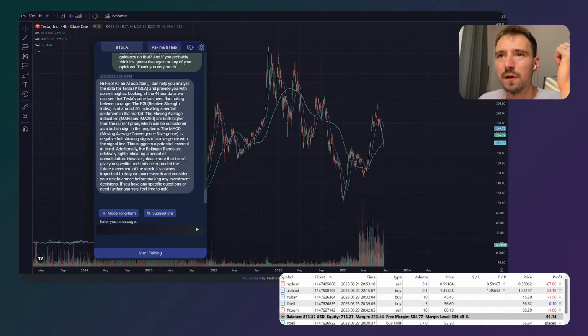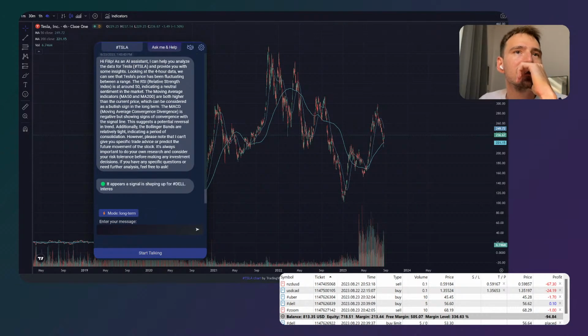So the price is fluctuating. This suggests a potential reversal in trend. Additionally, the Bollinger Bands are indicating a period of consolidation, which can be considered as a bullish sign in the long term. Let's go. Let's go bullish. And that's what I thought, anyways. So I think we're aligned from the beginning. Let's do this. Tesla.